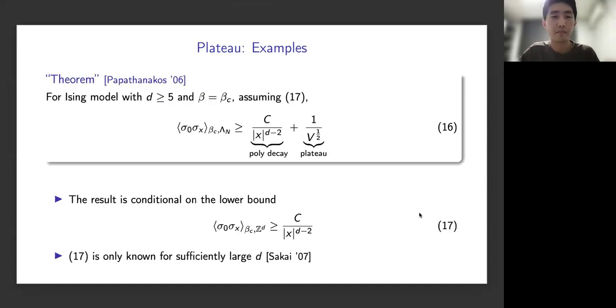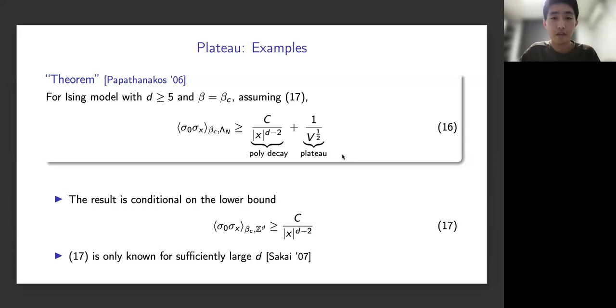The second example is due to Panagiotis. He proved for the Ising model with dimension greater or equal to 5 that when beta is tuned to the critical beta, the two-point correlation function satisfies a lower bound that has two main terms. The first one is again the polynomially decaying term, and the second term is a constant term, which is again interpreted as the plateau.